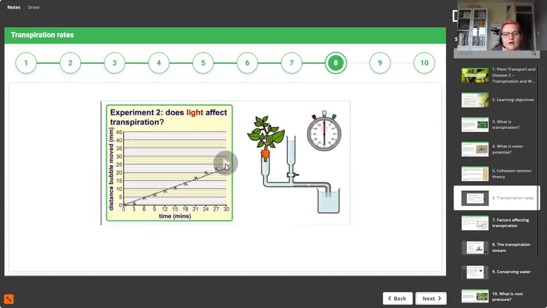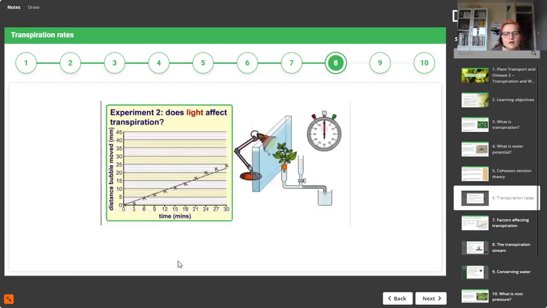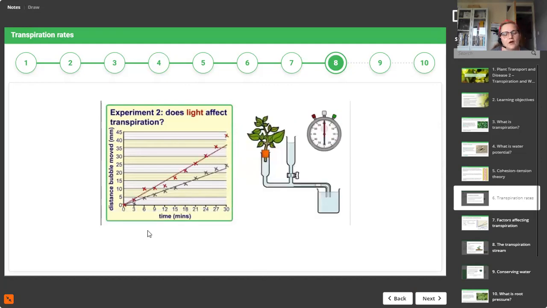Now we're looking at it with light. So does light affect the transpiration rate? We've put the light on, and we're going to plot it again. We're going to plot it on the same graph so we can compare them quite easily. And we can see that that bubble is moving a lot further and a lot quicker than when it was just in the control because of the increase in light. So we can see we've got a higher rate of the bubble moving, so high rate of transpiration.